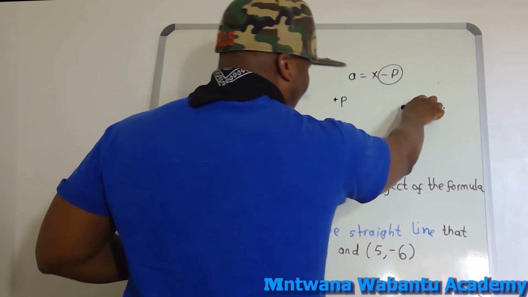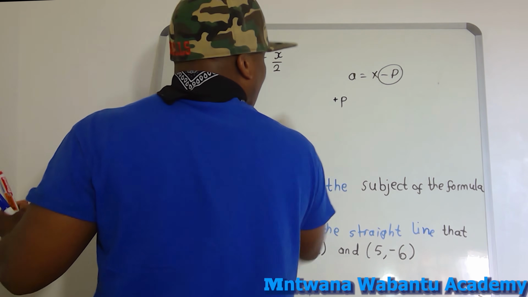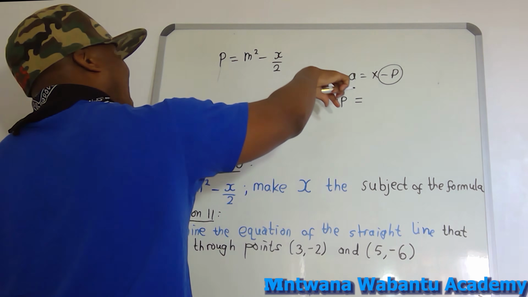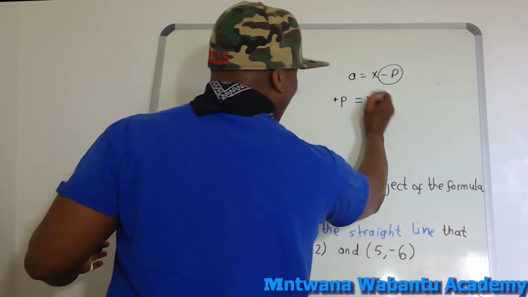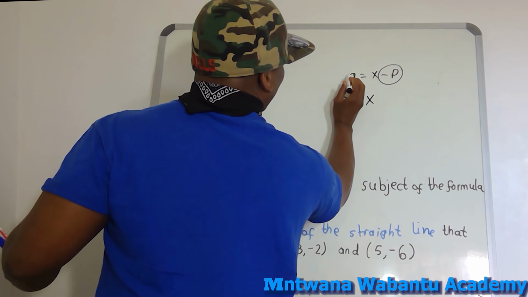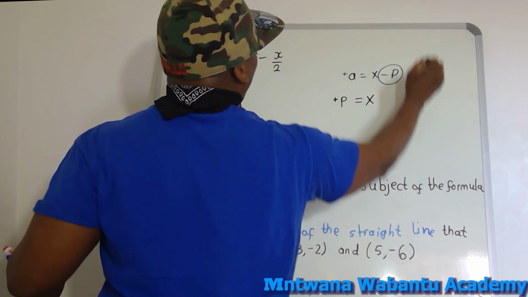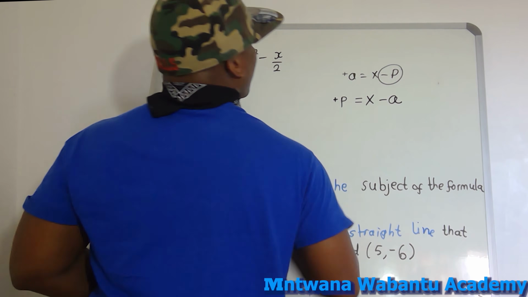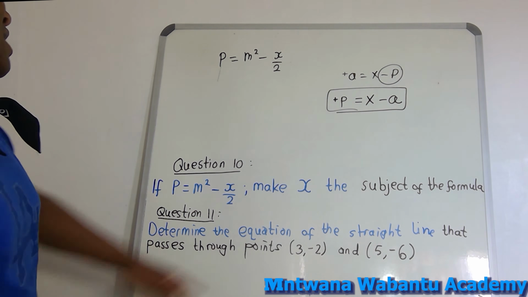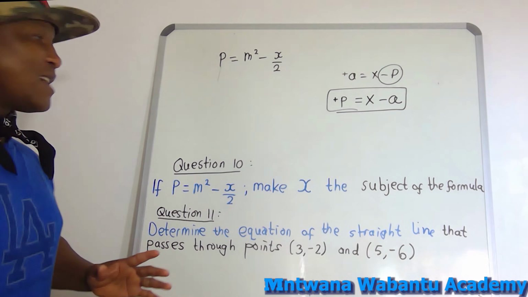This a must go over because we want p alone. The reason it changed to positive is because it went over the equal sign. So here I'm left with x, and this a, we don't want it on the left-hand side, so it goes over. What is the sign of a? There's no sign, meaning it's positive. When it goes over, it becomes negative a. So p has already been made the subject. Now come here carefully: if they say make x the subject, it means you have to leave x alone.